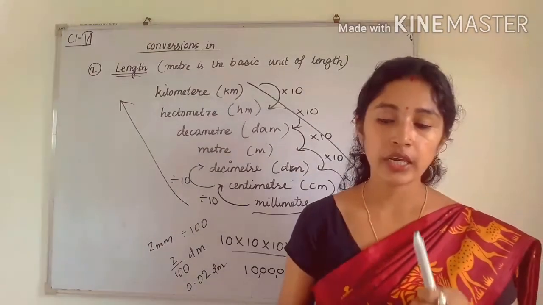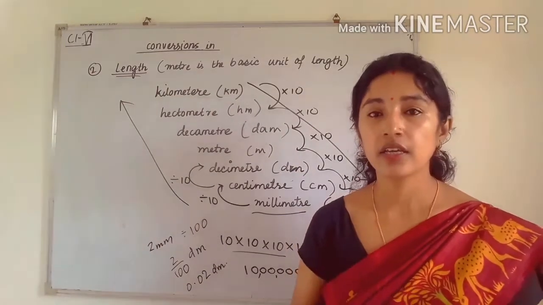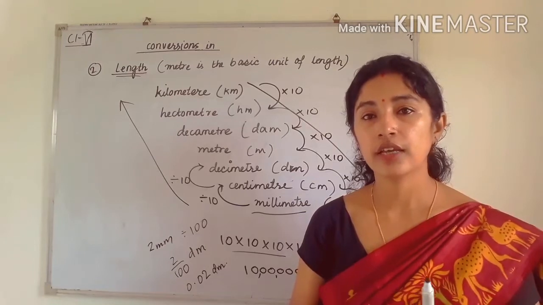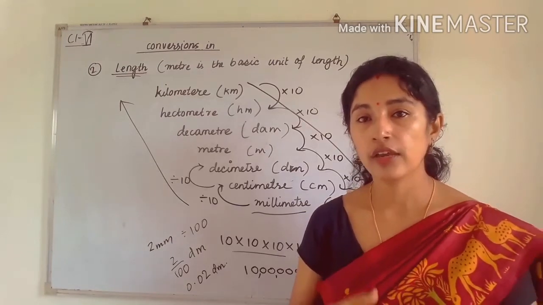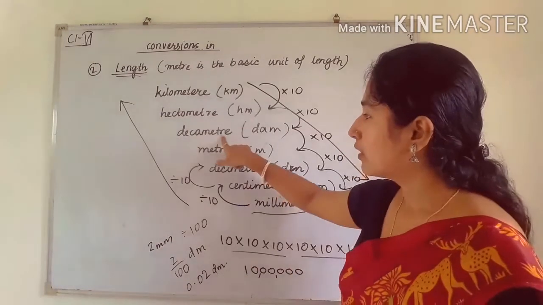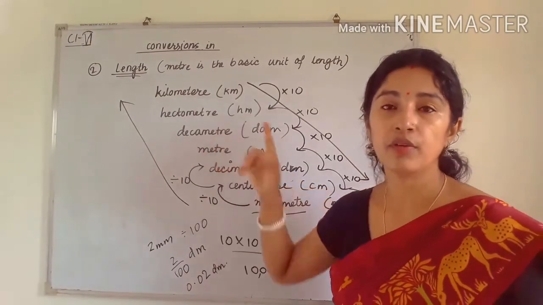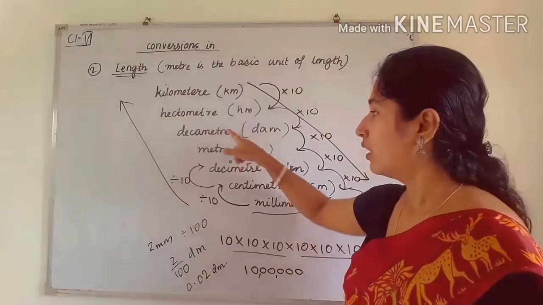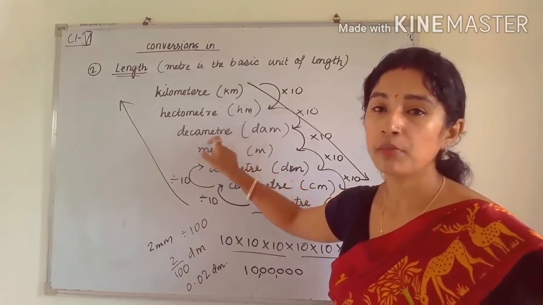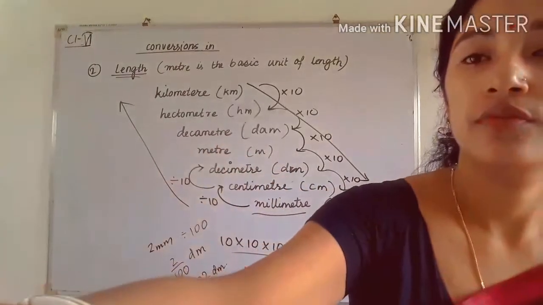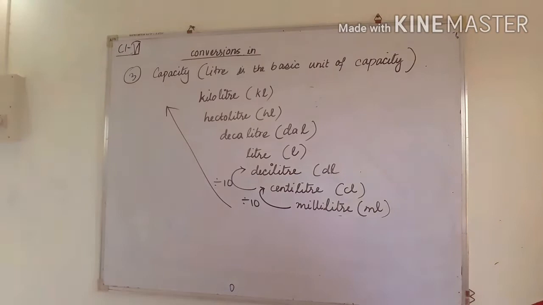Similarly you have to do in the case of capacity. Similarly you have to do in the case of weight. Okay, in weight you have to put gram in place of meter, and in capacity you have to write liter in place of meter. So see the next one, that is the same thing.